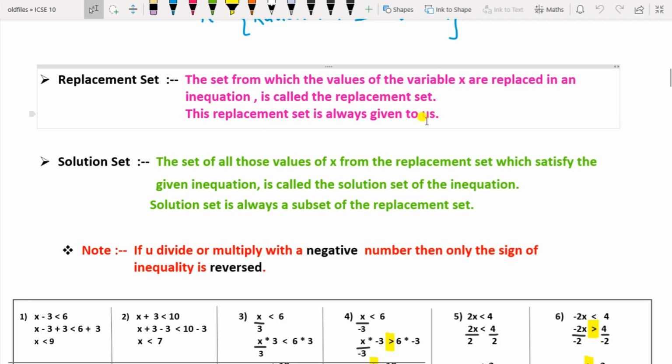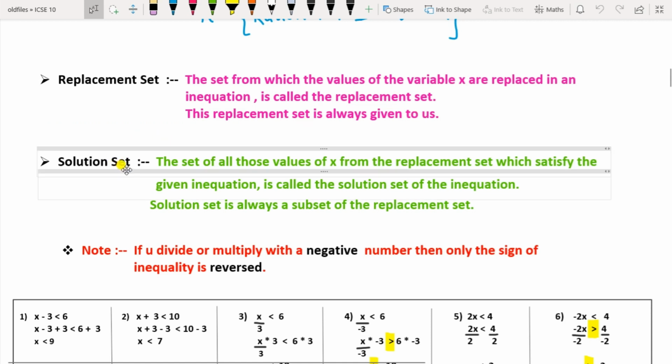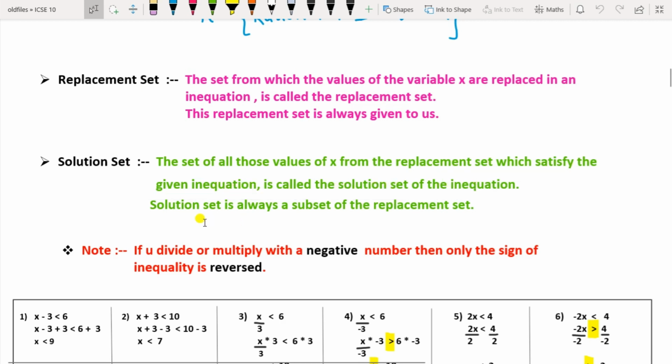Using this, you have to solve the inequation and write the solution set from this replacement set. The definition of the solution set is: the set of all those values of x from the replacement set which satisfy the given inequation is called the solution of the inequation. The solution set is always a subset of the replacement set.